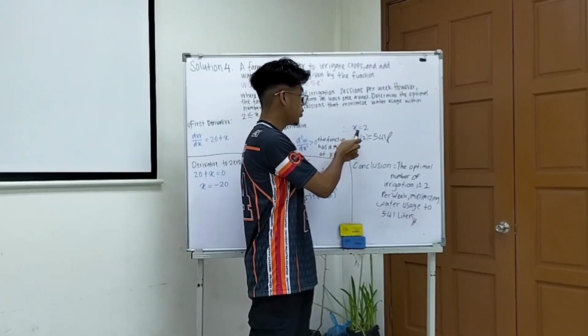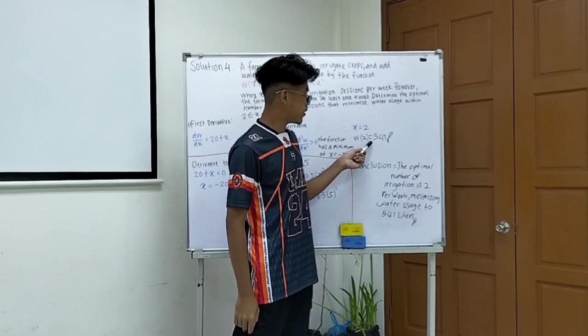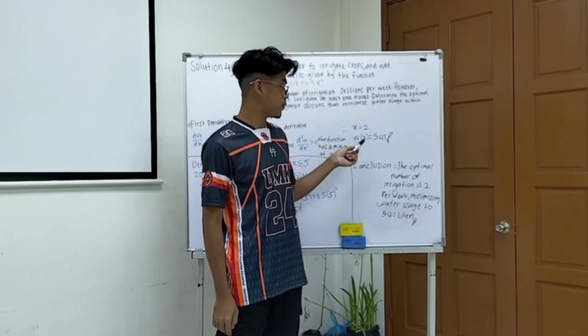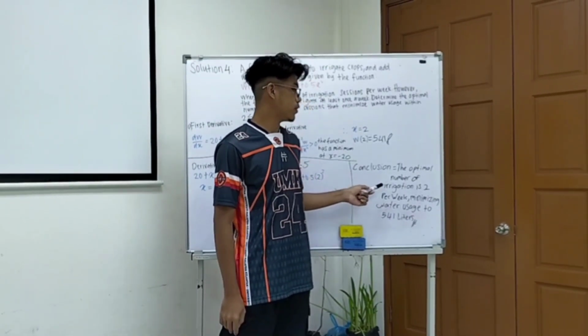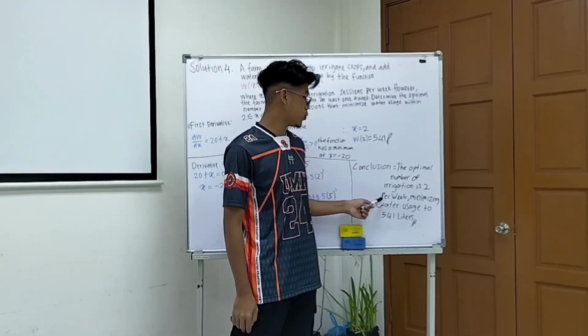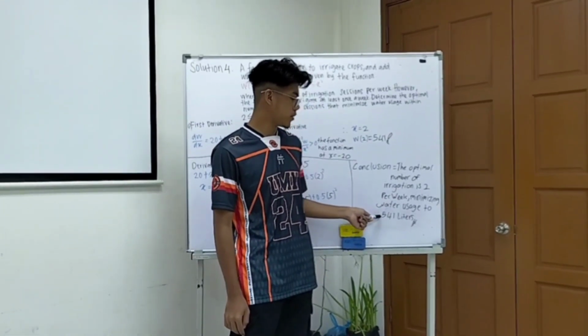So x equals 2, W(2) equals 541 liters. So the conclusion is the optimal number of irrigation sessions is 2 per week, minimizing water usage to 541 liters.